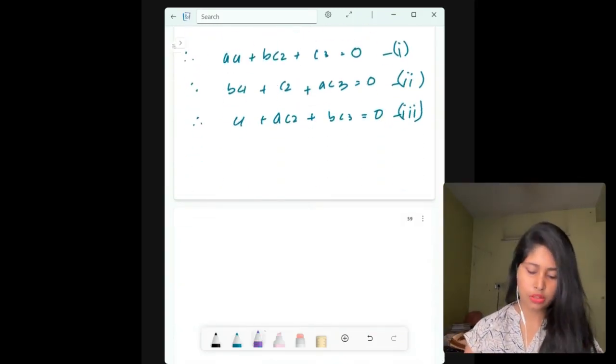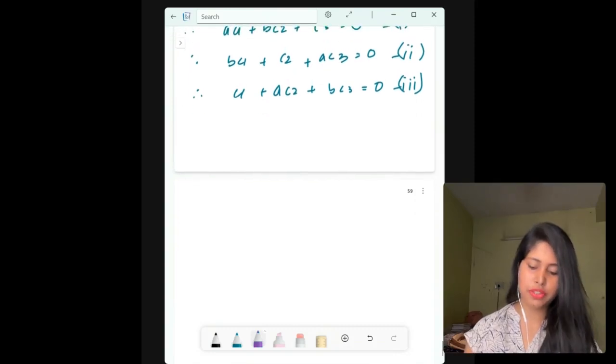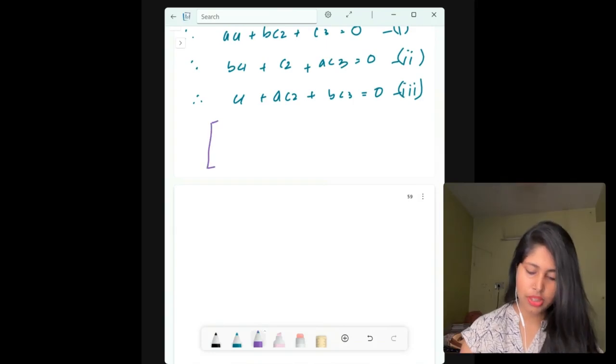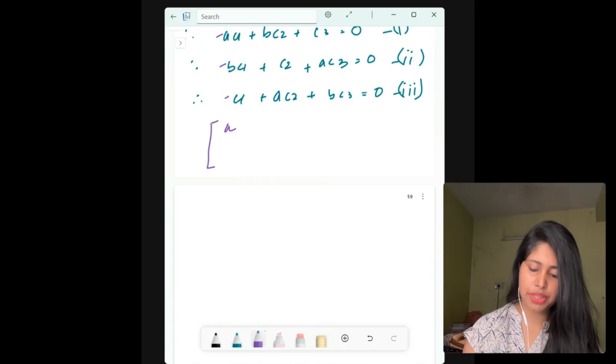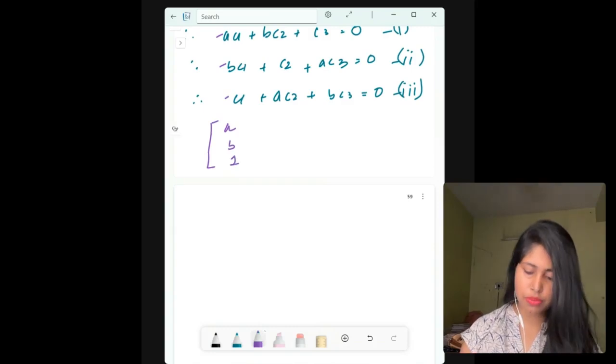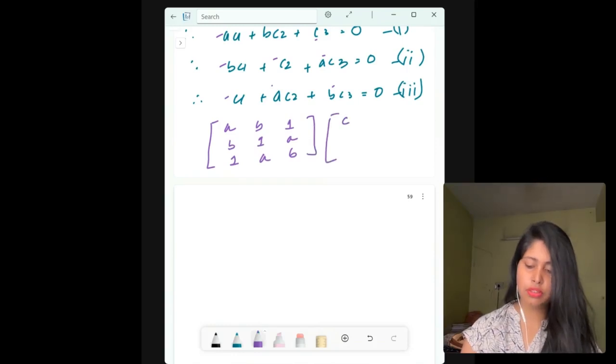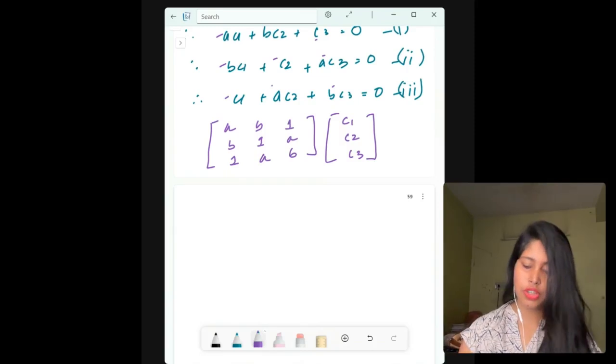First we need to write the coefficients of this C1, right? So what is the first row, first column? It is a, b and 1. Then comes b, 1, a. Then 1, a, b. And the coefficients are C1, C2 and C3, these are the constants, equal to 0, 0, 0.